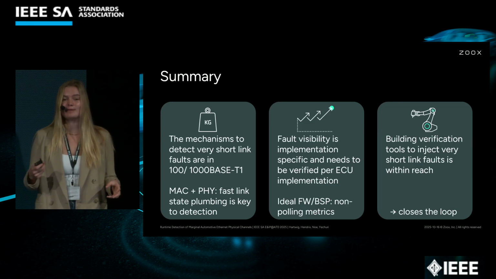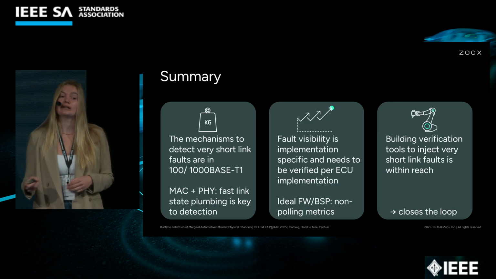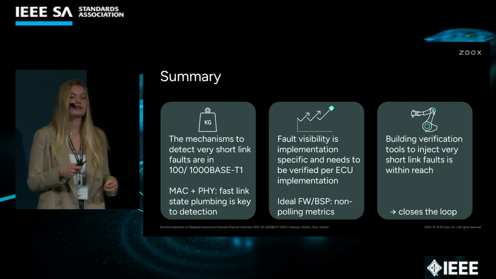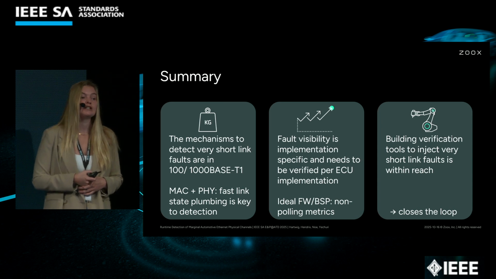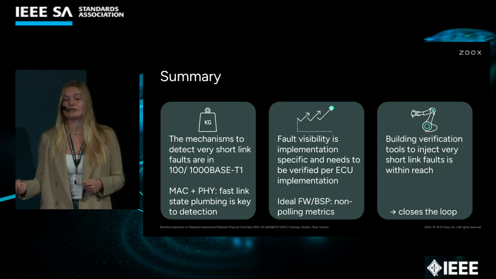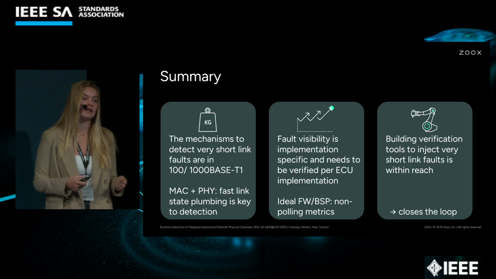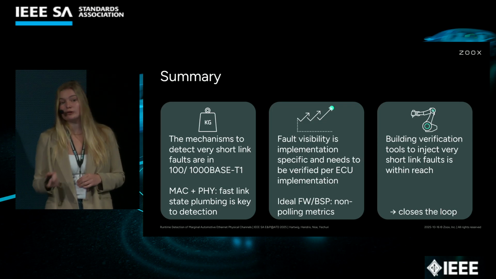However, the link detection plumbing for these components is a little bit unclear, especially for highly integrated components such as switches. Fault visibility implementation is super specific to the ECU, and it should be verified per ECU. So as we saw in the last few slides, different metrics can be more reliable indicators depending on the implementation.